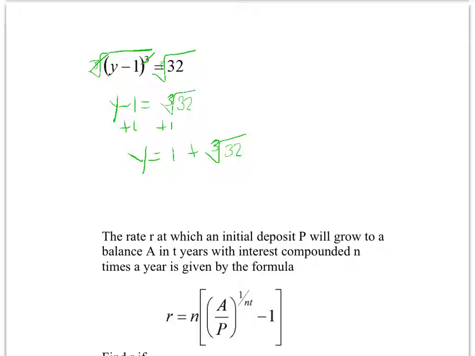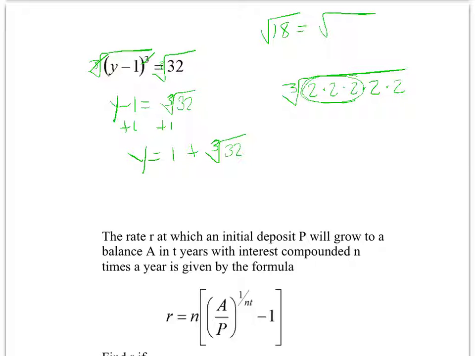Okay. Now, I can't leave it like that. The cubed root of 32 can be simplified. 32 is 2 times 2 times 2 times 2 times 2, so 5 of those. If I'm trying to find the cubed root of that, there are three 2's in there that I could take the cubed root of. If we back up a little bit, if I was trying to find the square root of 18, I would say that is the square root of 9 times 2, and the square root of 9 is 3, so I get 3 square roots of 2.